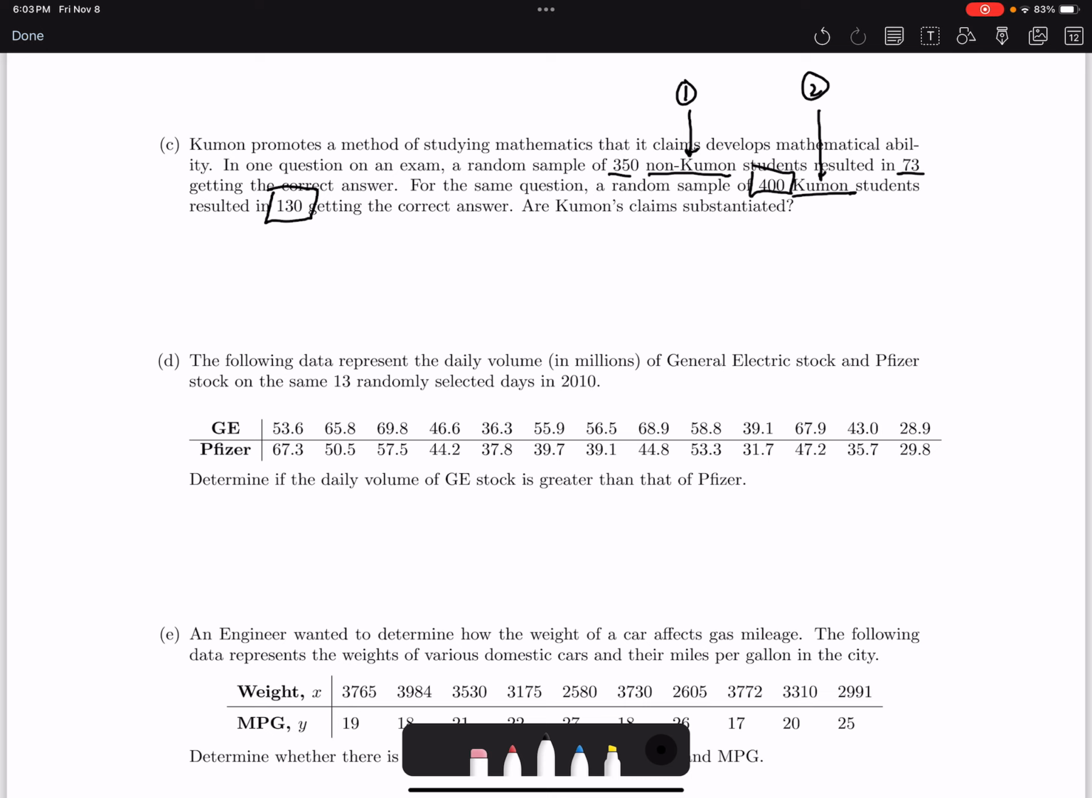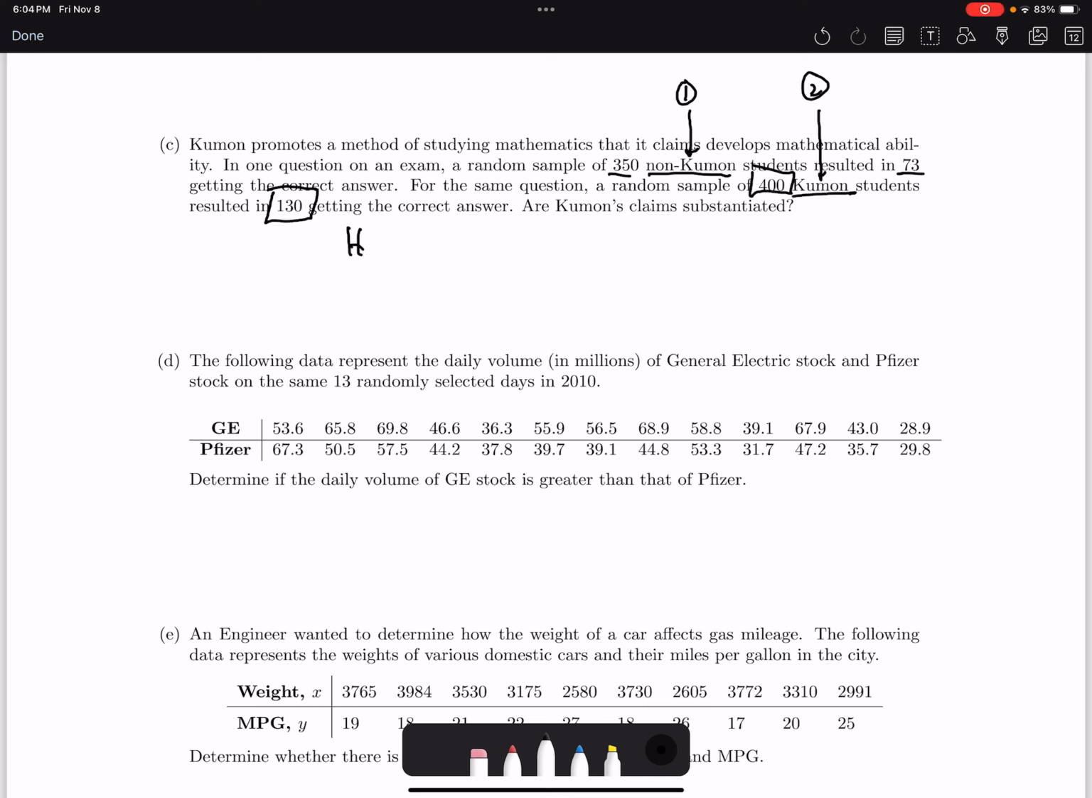Again, you could think about what the raw data would look like here. What you would have is a list for the Kumon students that said, did you get the right answer? And the possible responses would be yes or no. Okay? And you'd be counting up the number of yeses. You'd have one column for the Kumon students and one for the non-Kumon students, but they would be yeses and nos, right? You'd be looking at categorical data, so you must be testing proportions here. We're testing two proportions because we're comparing two groups.